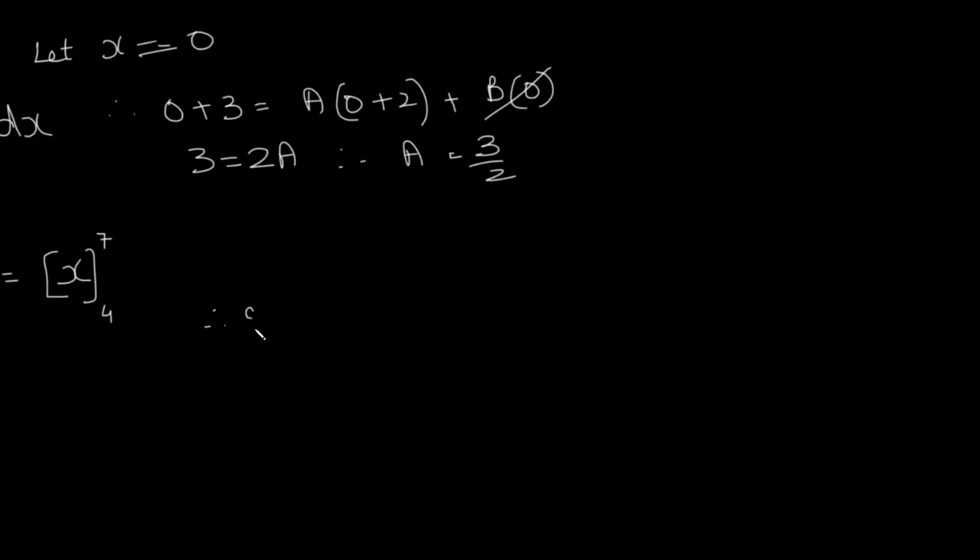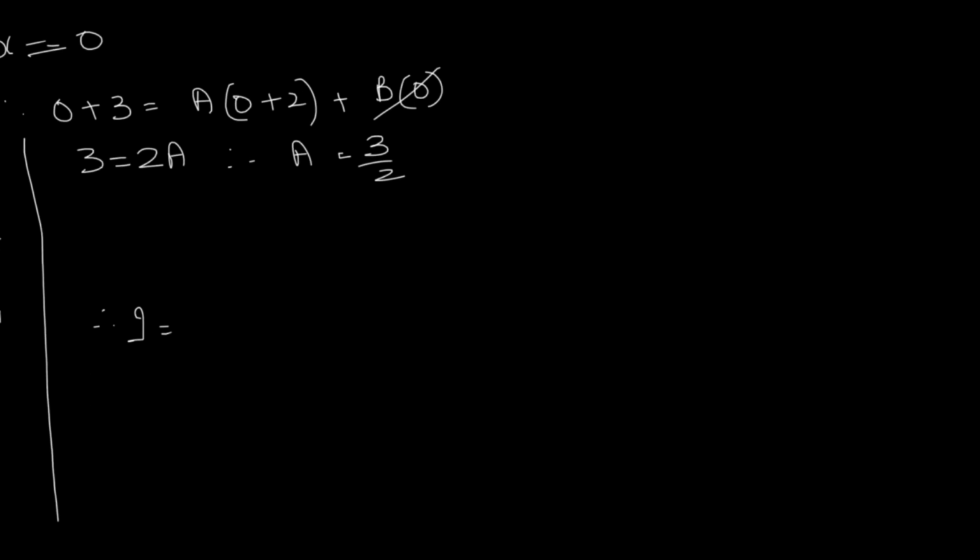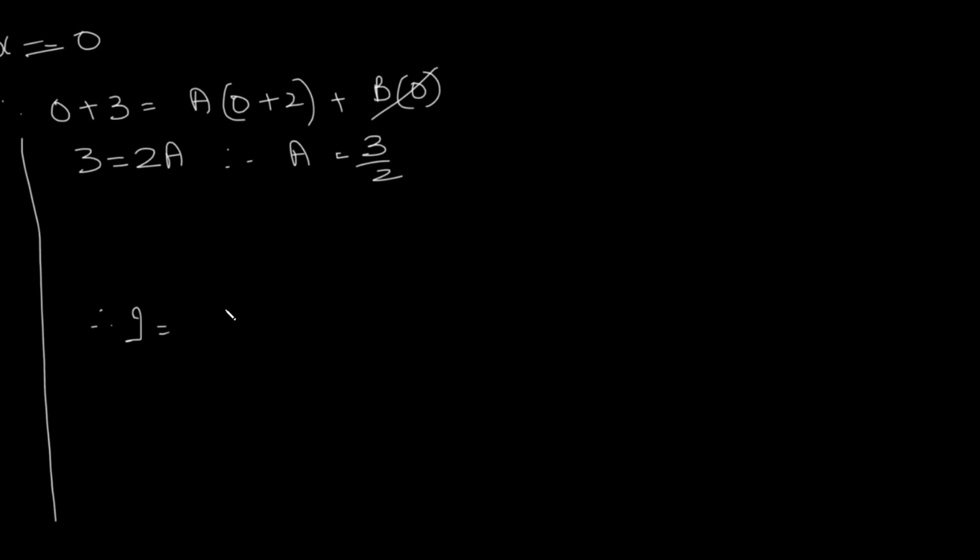So therefore our integral becomes this sum actually. Okay, let me make it neater for you. So over here I is equal to a upon x, so 3 upon 2 upon x. The limits of integration are from 1 to 2. Okay, and plus b. b is actually minus 1 upon 2, so minus 1 upon 2 upon x plus 2. Okay, the whole into dx.